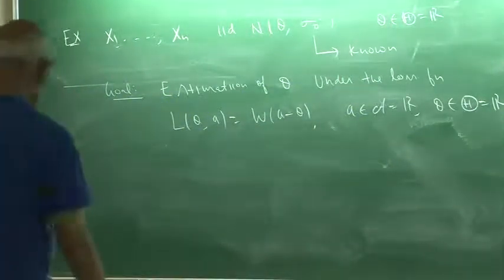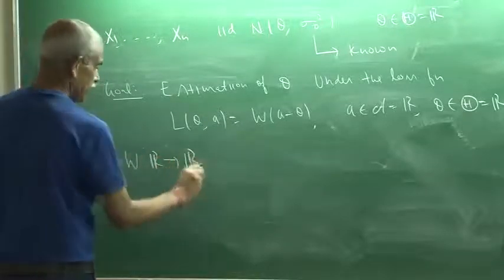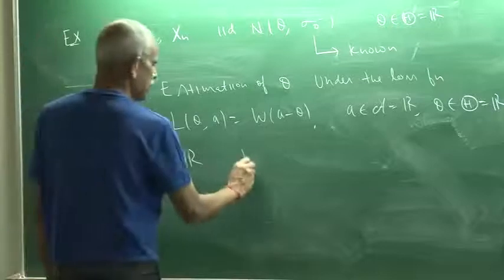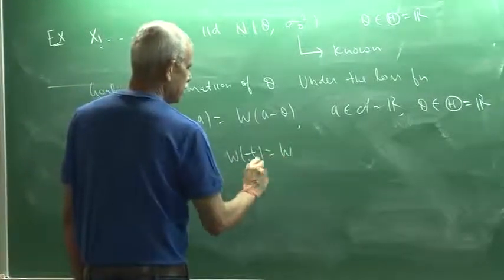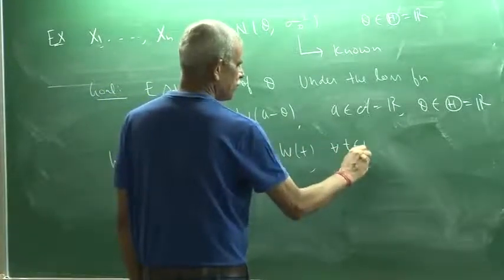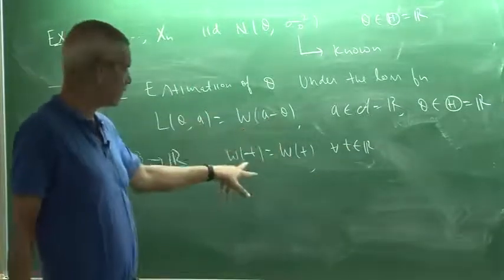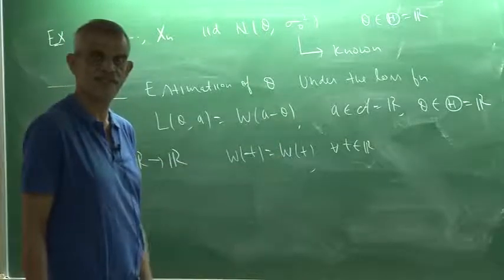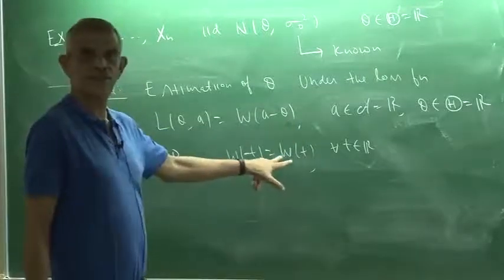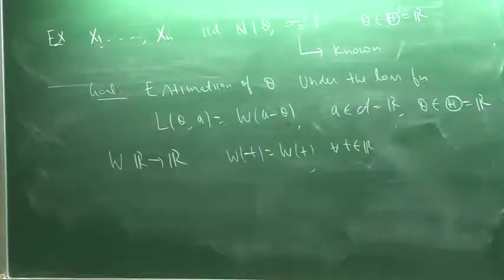And my W is a convex loss function, a general convex loss function. The only condition I impose is W is an even function. So that means W of minus t is the same as W of t for every t belonging to R. So it covers a lot of loss functions, for example, (A minus theta) whole square, so that means the choice is W(t) equal to t square. Mod of A minus theta, that means W(t) is mod of t, so that is also satisfied. So this covers a very general class of loss functions.